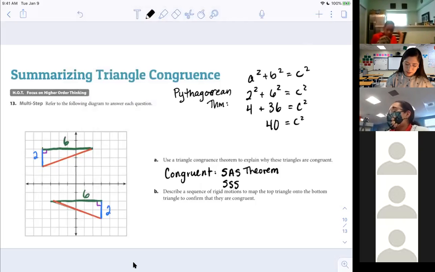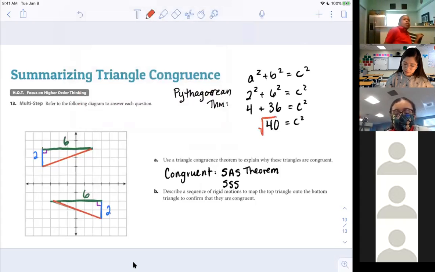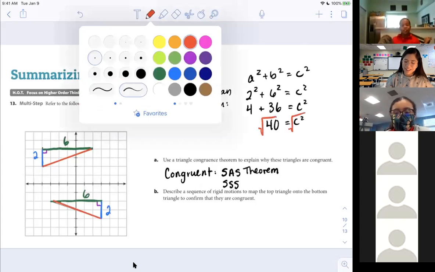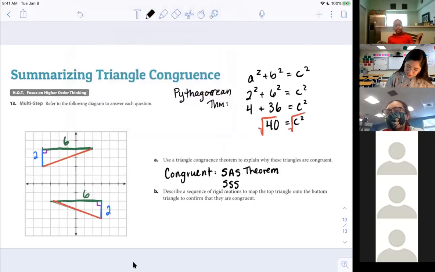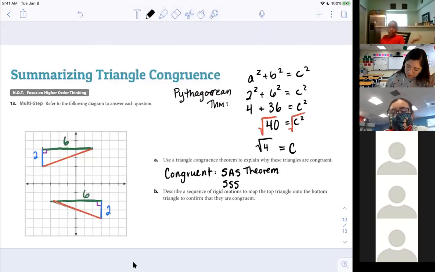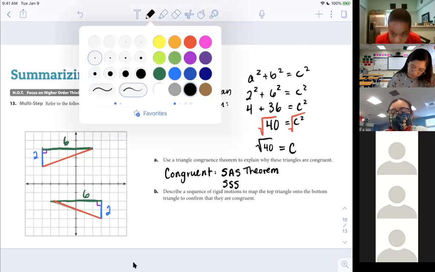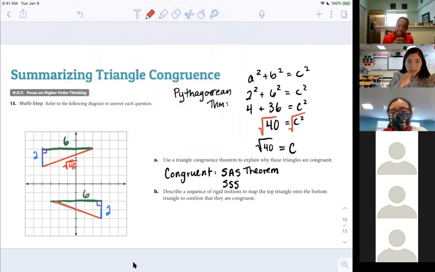And how do I get c all alone? Square root. So c is the square root of 40. If I put that in a calculator, would I get a nice whole number? No, it would be a long decimal, 6.3245553.